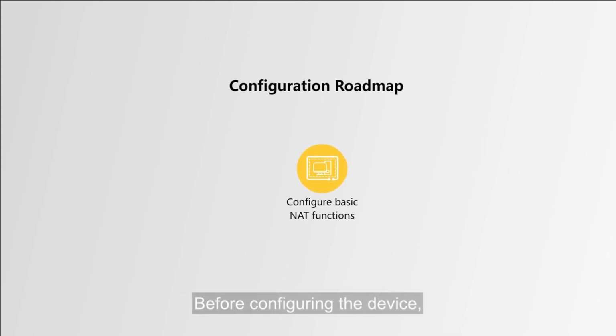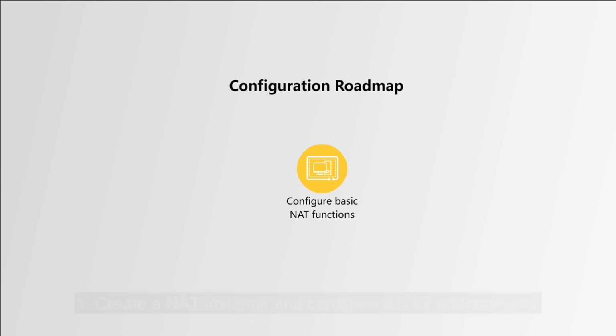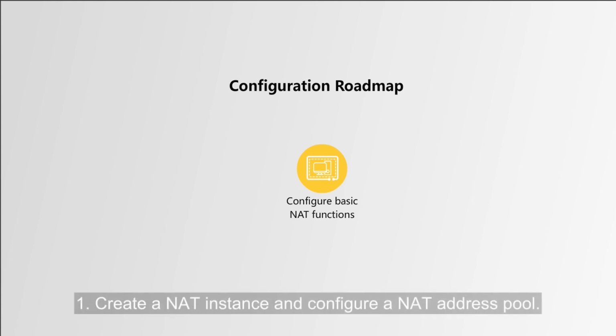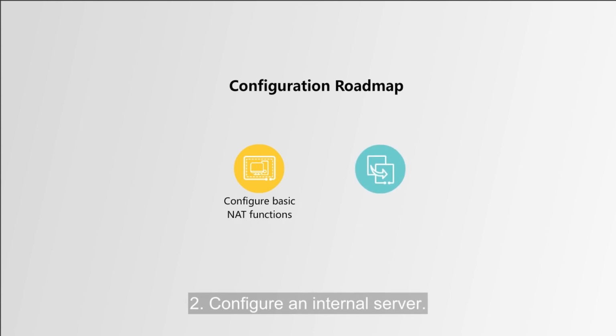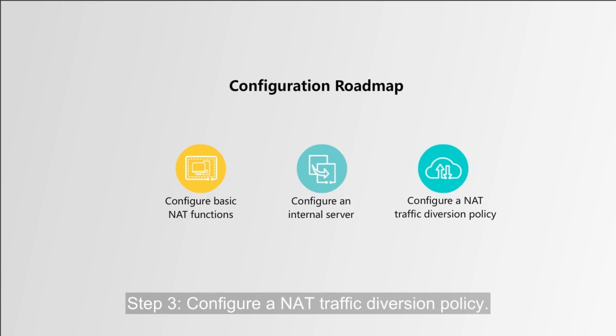Before configuring the device, let's go through the configuration roadmap. Step 1. Configure basic NAT functions. The configuration includes the following substeps. 1. Create a NAT instance and configure a NAT address pool. 2. Configure an internal server. That is, configure static one-to-one NAT to map the PC's private IP address, 192.168.0.2, to a public IP address, 1.1.1.3.